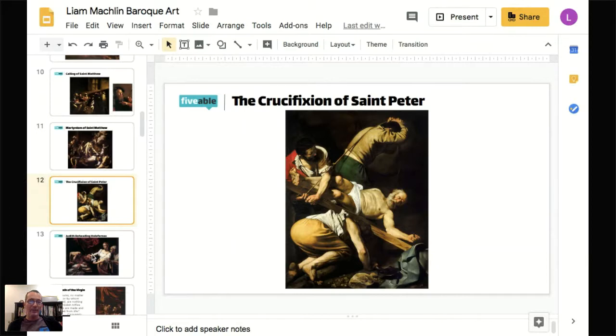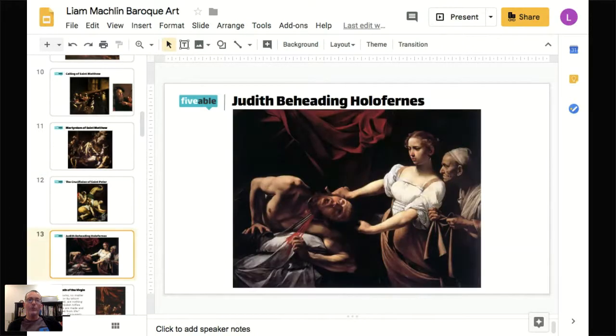Let's continue. Here's another famous one. Judith Beheading Holofernes, another famous painting by Caravaggio, and later on we'll talk about Gentileschi's version of the same painting. So the story is of Judith, who was an Israelite trying to help her people, basically seducing Holofernes, and then in the middle of the night she woke up and cut his throat. So again, we haven't seen things like this in Renaissance painting. We see her over here with the action. We see the blood coming out.